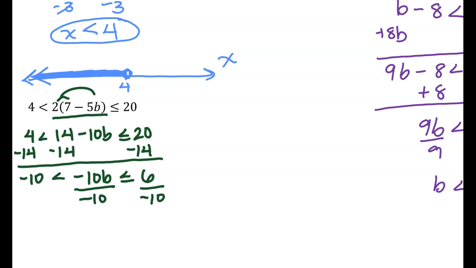That is division by a negative number. So we will have to switch directions here. So we are going to get a greater than and a greater than or equal to. Negative 10 over negative 10 is positive 1. And negative 6/10, we can reduce that a little bit. Let's go ahead and divide out a 2. So that's a 3 and that's a 5. Negative 3/5. So b is between negative 3/5 and 1. That includes the negative 3/5 but does not include the 1.